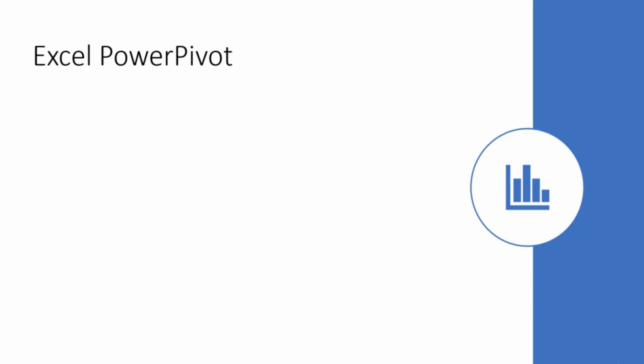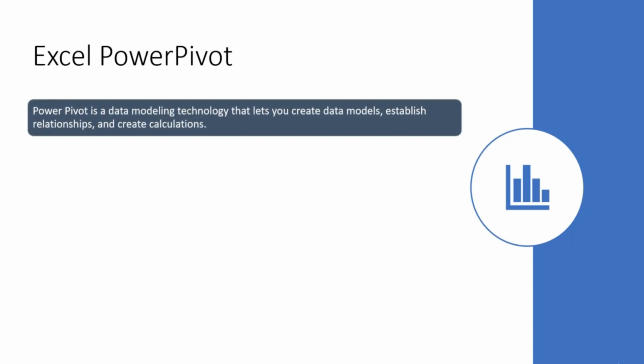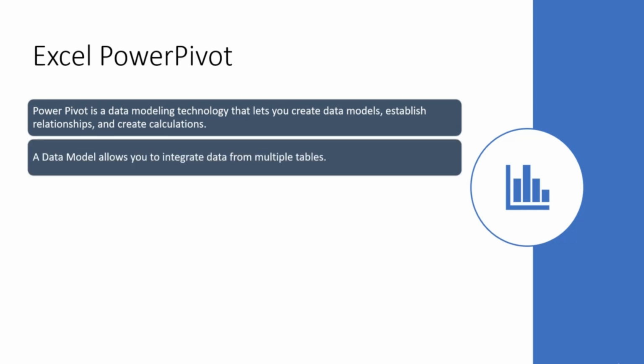So first, let's define what PowerPivot is. PowerPivot is a data modeling technology that lets you create data models, establish relationships, and create calculations. So what is a data model? Well, a data model allows us to integrate data from multiple tables, meaning that if we have multiple tables of data, we can create relationships between these tables to create a more sophisticated report.